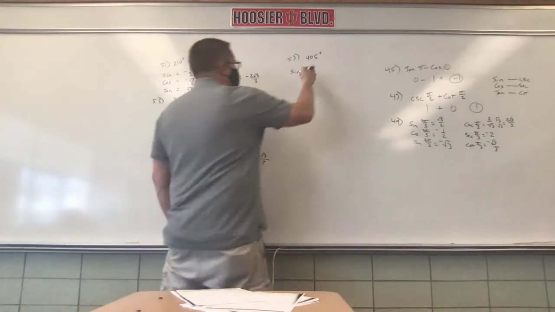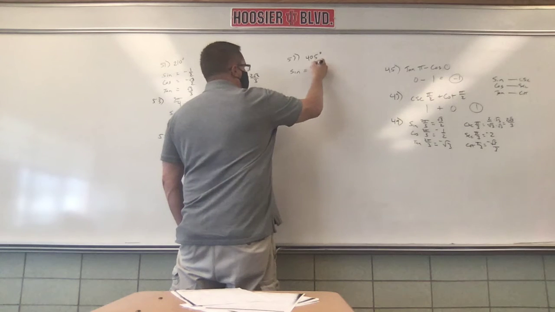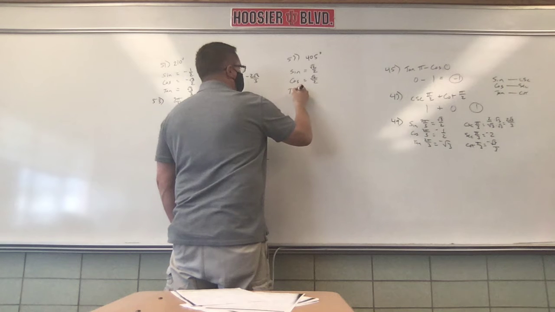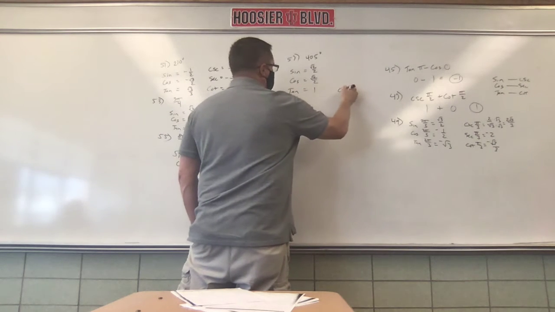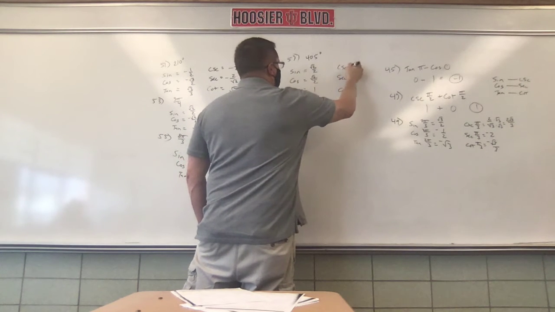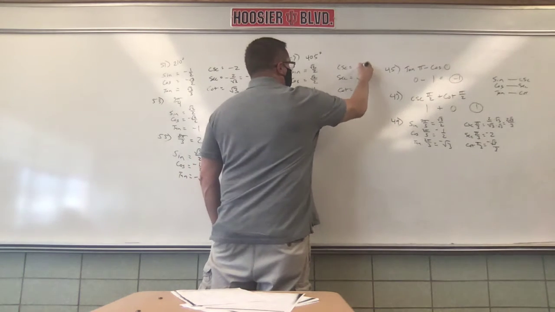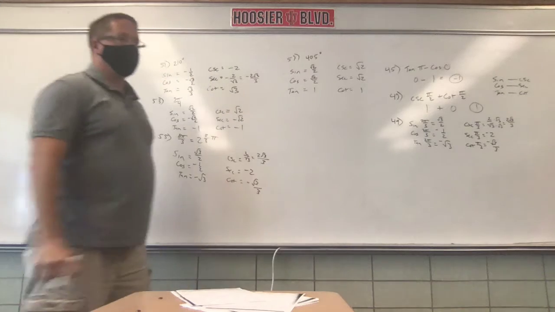So the sine of 45 degrees is radical 2 over 2. Cosine is also radical 2 over 2. Tangent's 1. This one's an easy one. Cotangent, secant, and cosecant. Flip 1, it stays 1. Flip radical 2 over 2, it's radical 2. Cosecant's the same thing.